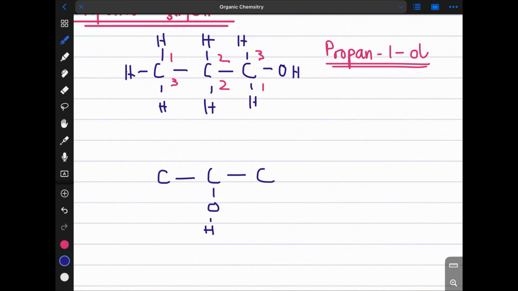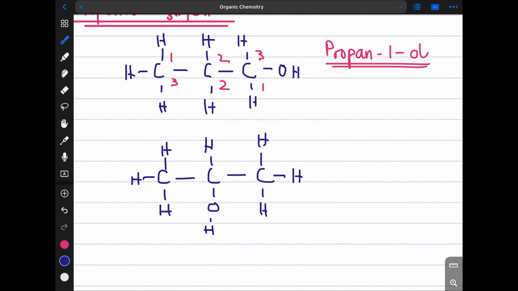Now let's complete the 4 bonds of each carbon atom. 1, 2, 3, and then 1, 2, and 3. And let's put an H atom along with each line. 2, 3, 4, 5, 6, and then the last, 7.